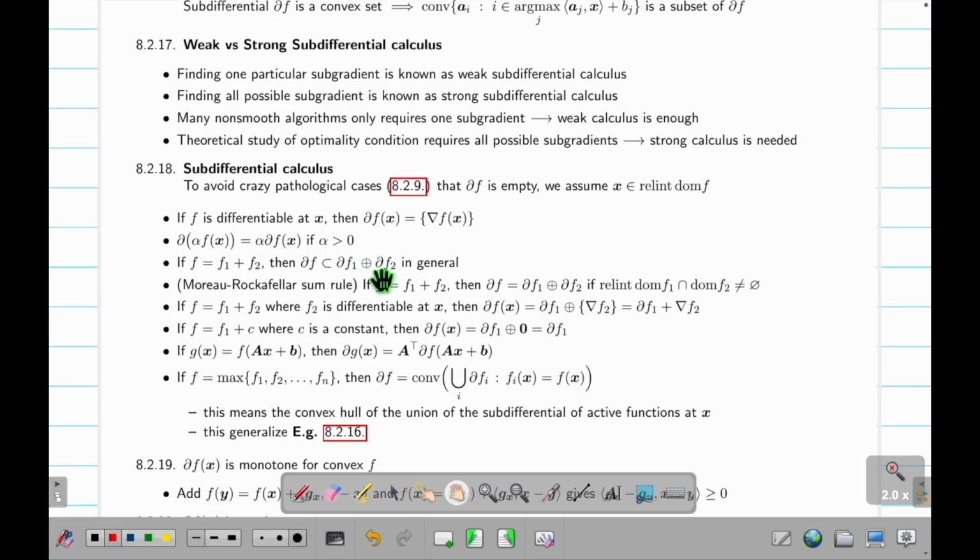And then what about this? The subgradient now is a Minkowski sum, because of the epigraph. What about this point? If F2 is differentiable, because F2 is differentiable, we have a singleton. It's just the gradient. Then the Minkowski sum is just a set plus a point. So it's basically shifting a whole set by a single point.